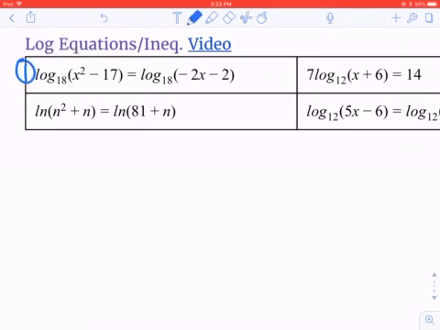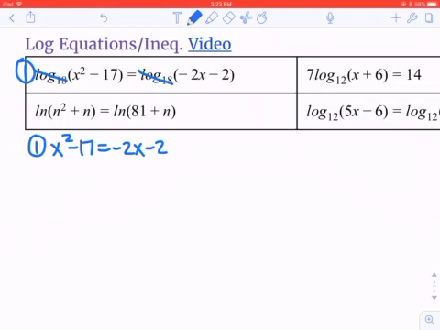We have log base 18 of x squared minus 17 equals log base 18 of negative 2x minus 2. So there is a log on both sides with the same base, so we are able to cancel those logs. And then we're going to bring down what's left over. So I'm going to bring down x squared minus 17 equals negative 2x minus 2.